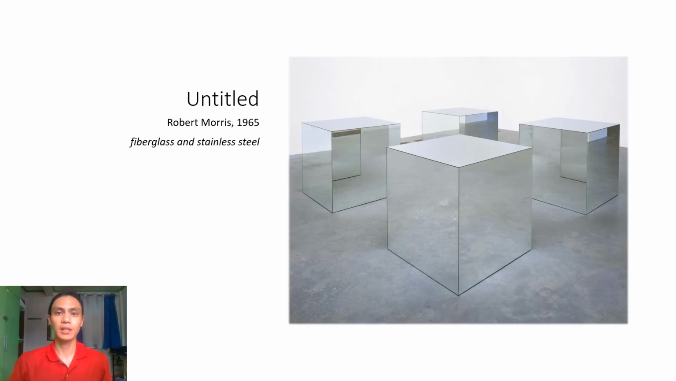Another example includes this 1965 untitled sculpture by Robert Morris. Crafted from industrial materials, its clean lines and simple forms highlight the inherent qualities of the materials themselves. Like many minimalist works, it goes without a title, allowing the visual experience to take center stage.